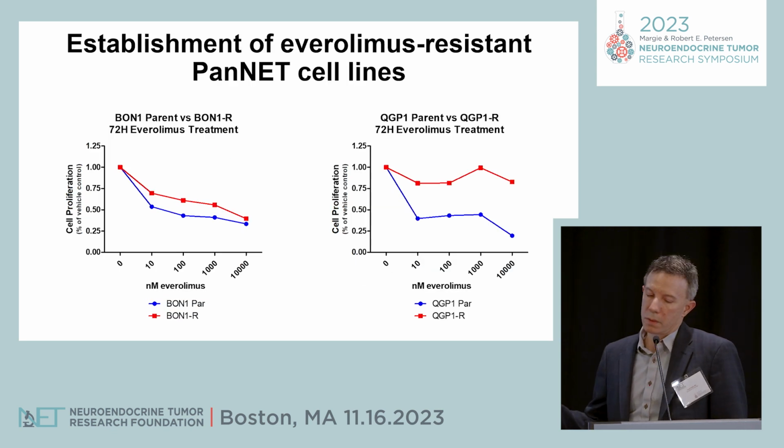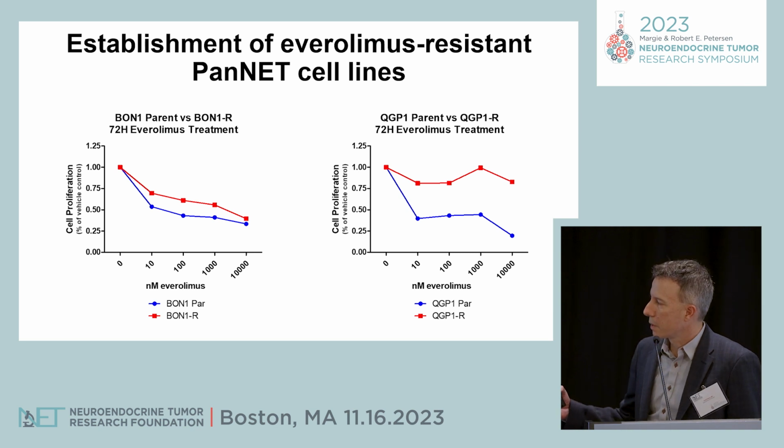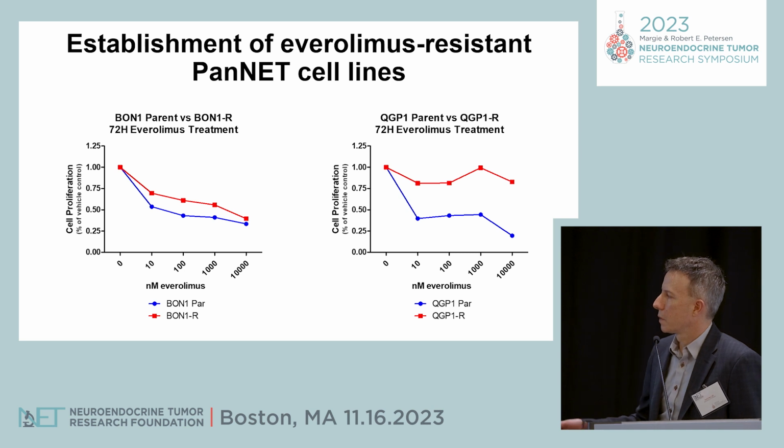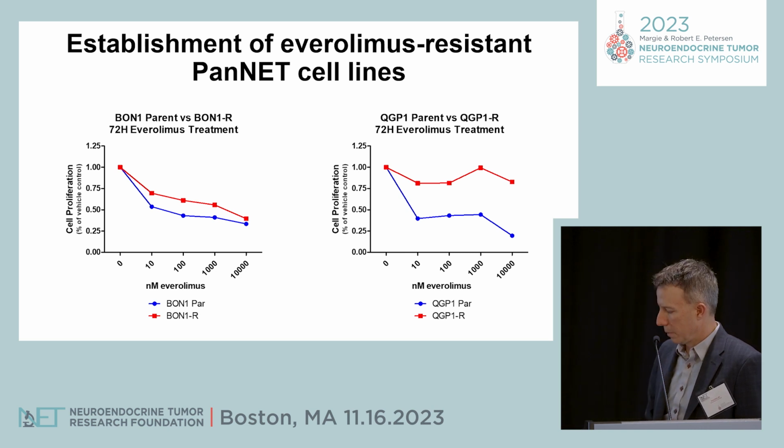So we've also recently established, like others have, everolimus resistant versions of BON1 and QGP1. This is a log scale for the dose of everolimus, and in the case of BON1, you can get a reasonable amount of resistance to everolimus in these cells, but it's especially true in the QGP1. They're even more resistant.